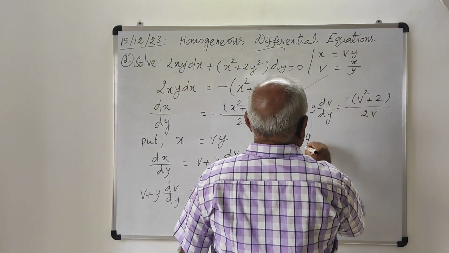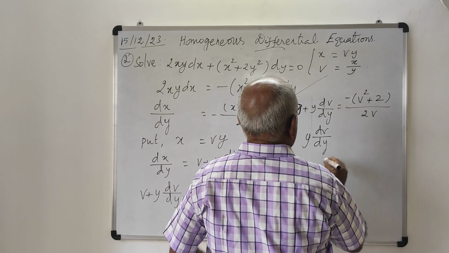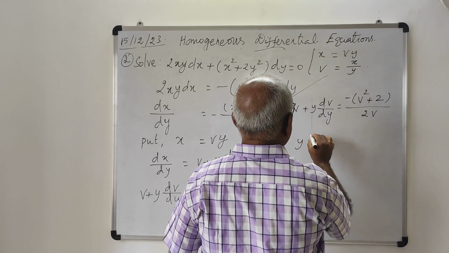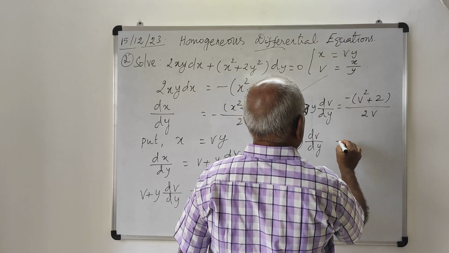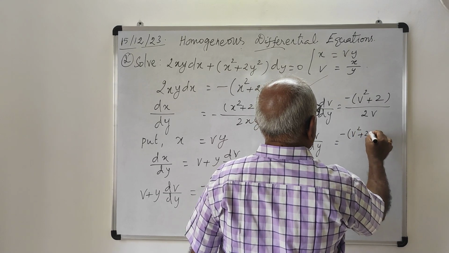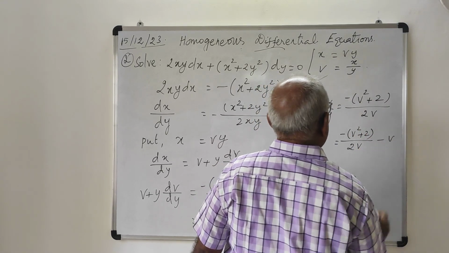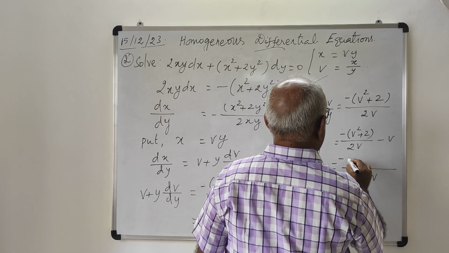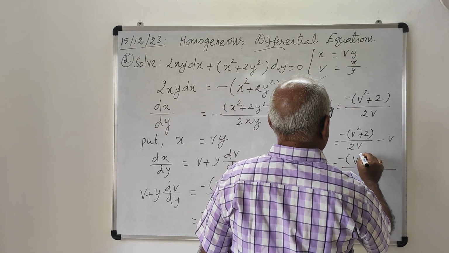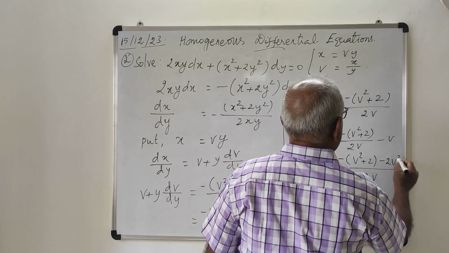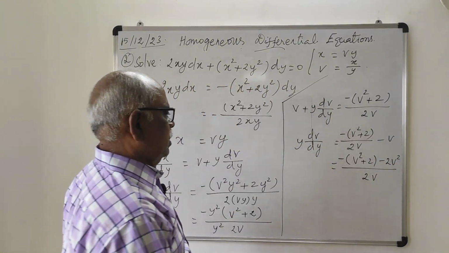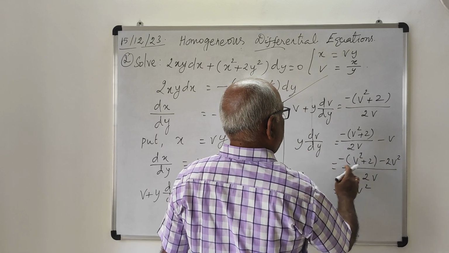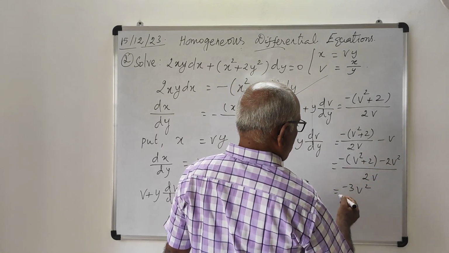And you bring the left hand side v to the right hand side, you will get y into dv by dy equal to minus of v square plus 2 by 2v minus v. Again, by taking 2v as the LCM in the denominator, I will get minus of v square plus 2 minus 2v square, since 2v into v is 2v square.